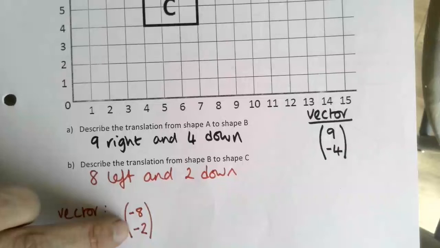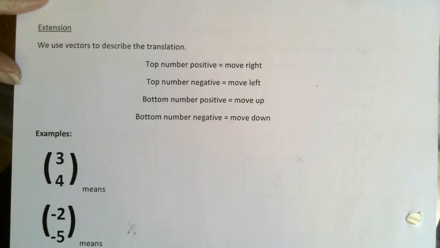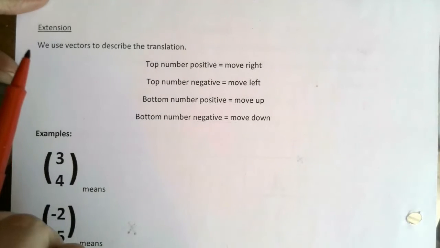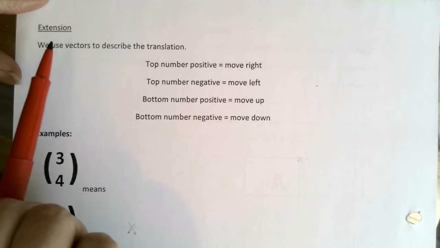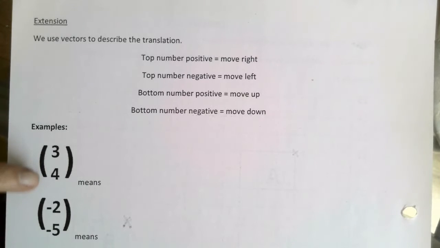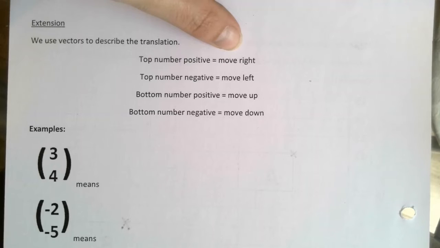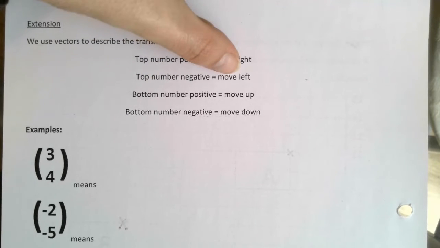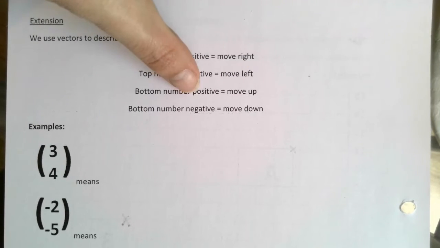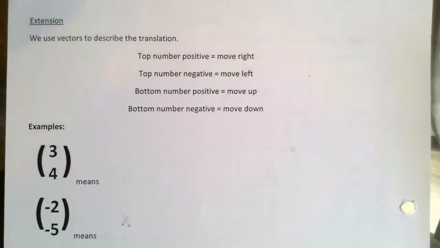So let's look at the notes on these vectors over the page. Right, so this is our extension. I know this is our extension, but I think we can cope with it all, can't we? We can use vectors to describe the translation. They're written like this. If the top number is positive, that means you've moved to the right. If the top number is negative, that means you've moved to the left. If the bottom number is positive, that means you've moved up. And if the bottom number is negative, that means you've moved down.